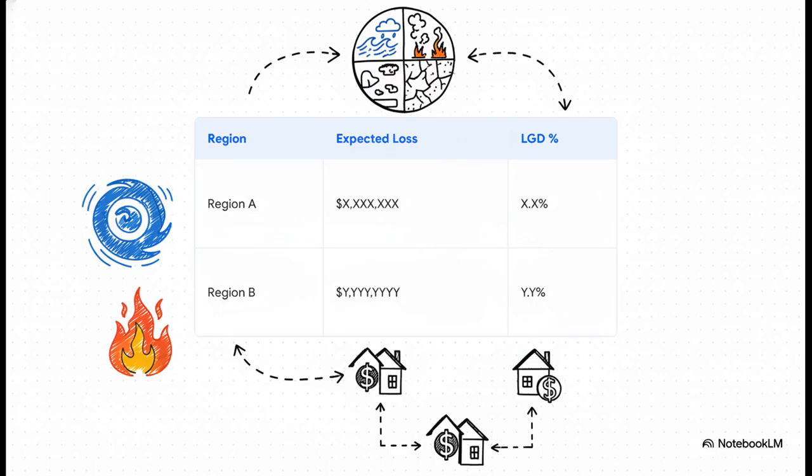Let's see how all this data actually comes together in reality. SASB requires institutions to break down their total expected loss and their LGD percentages by geographical region. You don't just provide one massive, vague number for your whole portfolio. No way. You segment it. You decide the applicable regions, and you model the localized risk. For example, Region A might have huge hurricane exposure driving a specific LGD, while Region B might face high wildfire risk. Segmenting by region is what provides true transparency to investors about exactly where a portfolio's vulnerabilities actually lie.